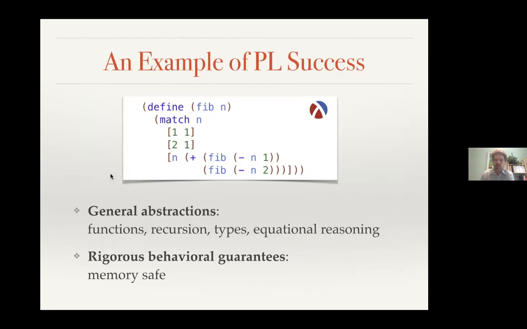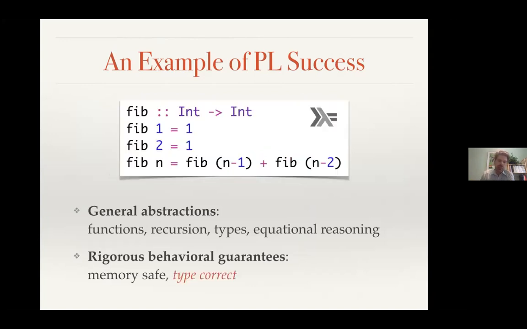And just an example of one of the rigorous behavioral guarantees that you get in this setting is that this language is memory safe, okay? You can't write something that's going to segfault in this language. So that whole class of errors, things like buffer overflows, they're just gone. They're not expressible in the language, which is a nice property to have, okay?